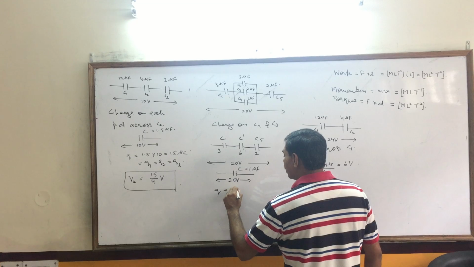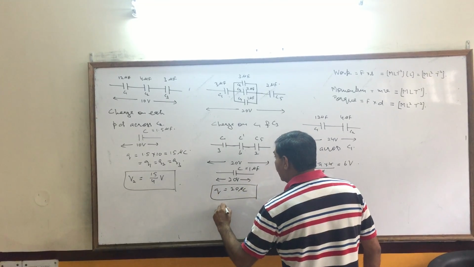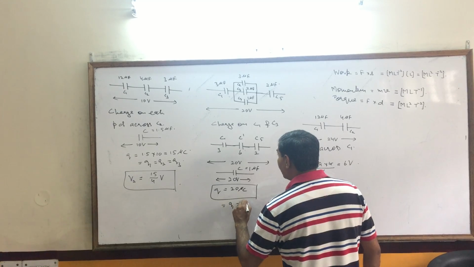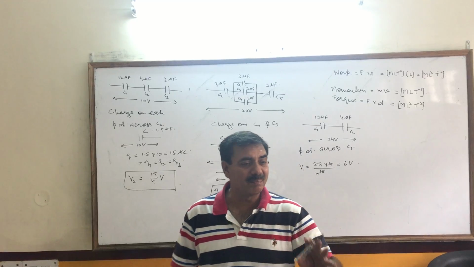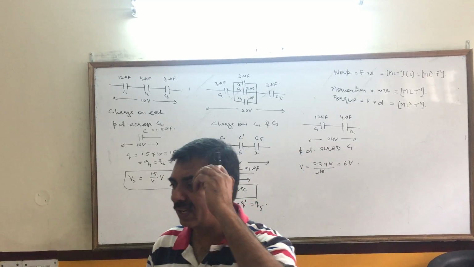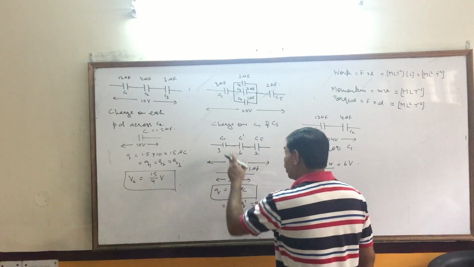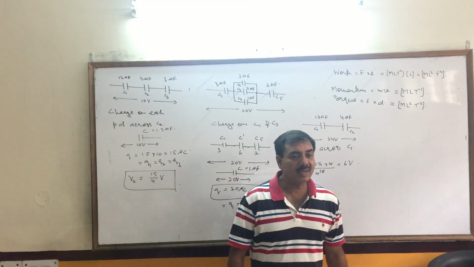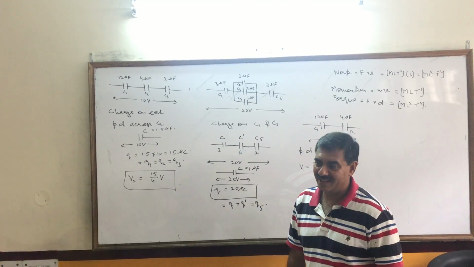Q, this is 20 microcoulomb, which is equal to Q1, equal to Q dash, equal to Q5. लिख तो लो, whether पूछे या नहीं. It is repetition in our head. Q1 तो हो गया. Now the catch is to find the charge on C3.